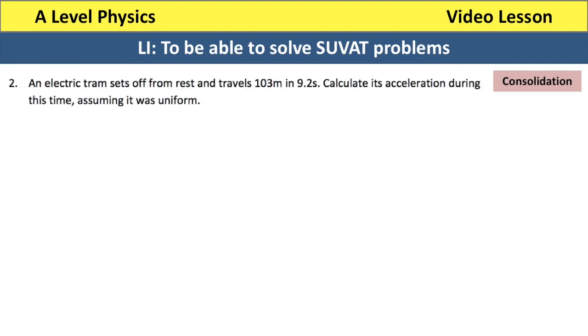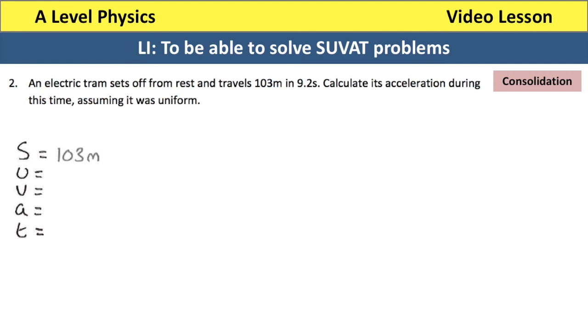Question 2 says an electric tram sets off from rest and travels 103 metres in 9.2 seconds. Calculate its acceleration during this time, assuming it was uniform. Again, uniform acceleration means we're going to use SUVAT.